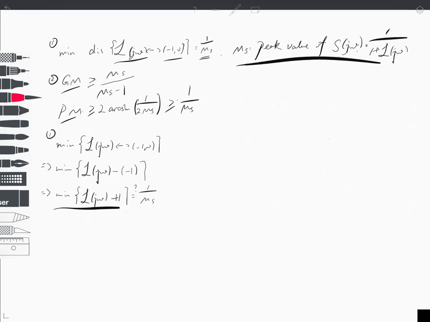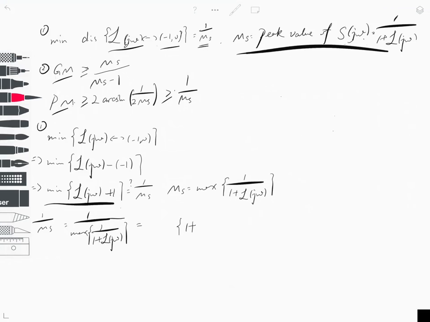So what is Ms? For Ms, it's the peak value of the sensitivity function, the maximum of 1 over |1 plus L(jω)|. Right? So what is 1 over Ms? This is 1 over the maximum value of 1 over |1 plus L(jω)|. And consider you take 1 over the maximum of a certain value. For the inside one, you can get 1 plus L(jω).